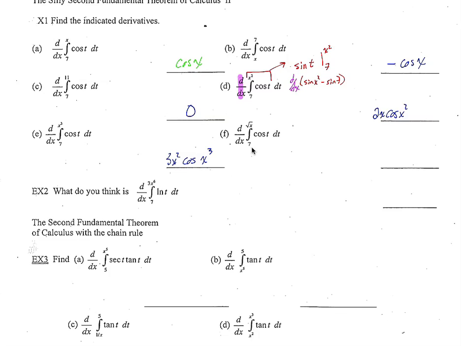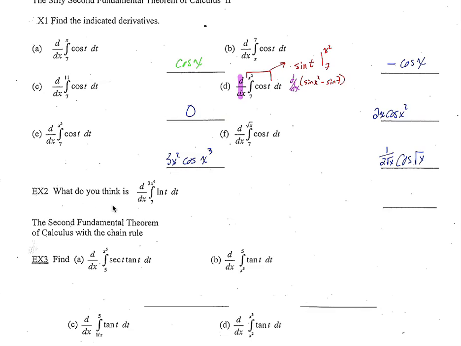In the last one here, the lower bound is a constant, it'll be 0. Upper bound is the square root of x. So the function is the cosine, and we have the square root of x as the input to the cosine function. And then we need to take the derivative of the square root of x function, which is this. So then we get 1 over 2 root x.